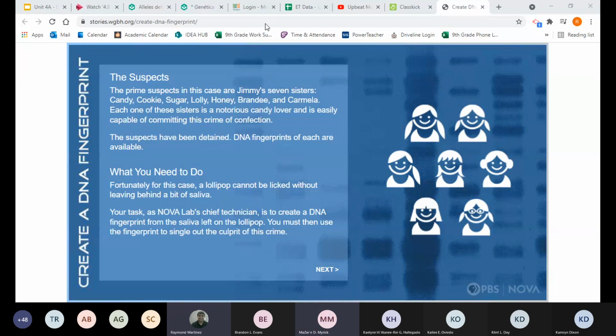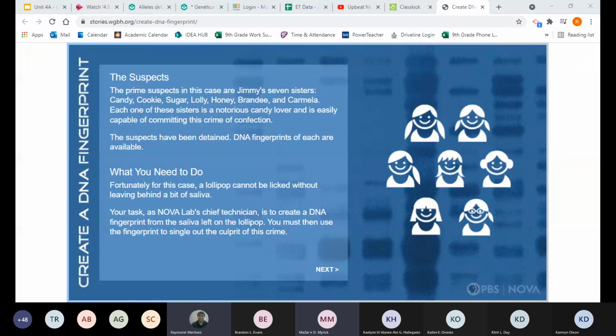The prime suspects in this case are Jimmy's 7 sisters, Candy, Cookie, Sugar, Lolly, Honey, Brandy, and Carmela. Each one of these sisters is a notorious candy lover and is easily capable of committing this crime of confection.